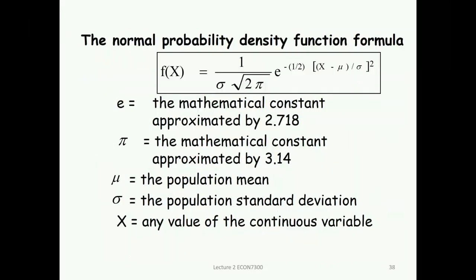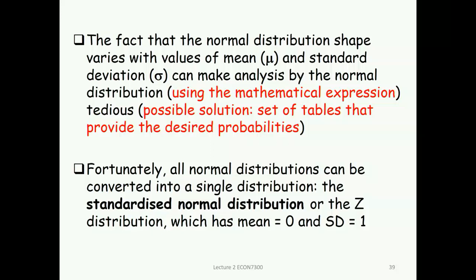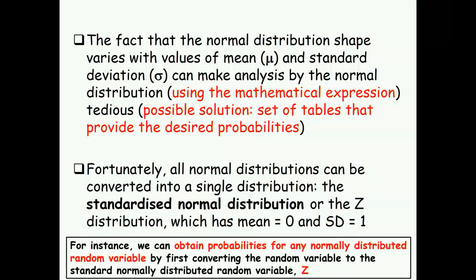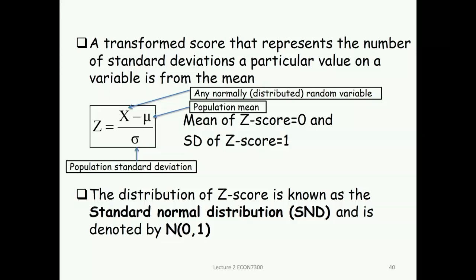The standardized normal distribution is where the mean is 0 and the standard deviation is 1. Mean 0, standard deviation 1. So we could calculate any kind of normal distribution using this formula. For instance, we can obtain probability for any normally distributed random variable, of any shape, by first converting the random variable to a standardized normal variable using z. That's why I told you today to bring a z table. Okay, this is the formula. Z equals (x minus mu) divided by sigma. What is x? Any normally distributed random variable.